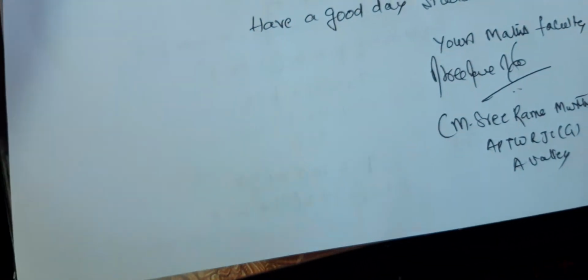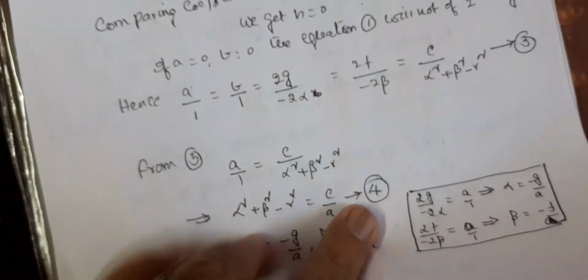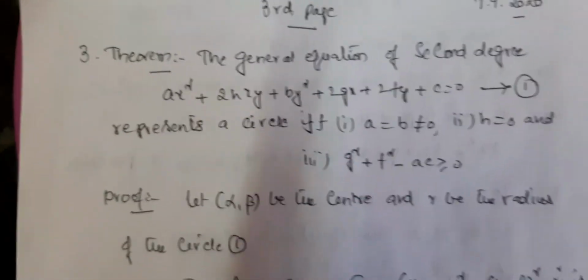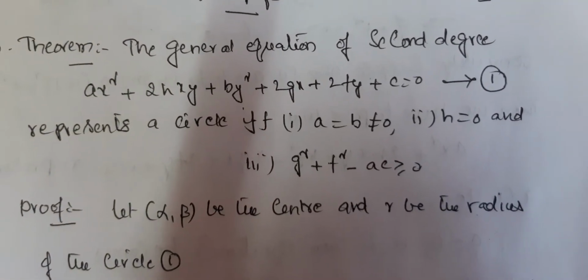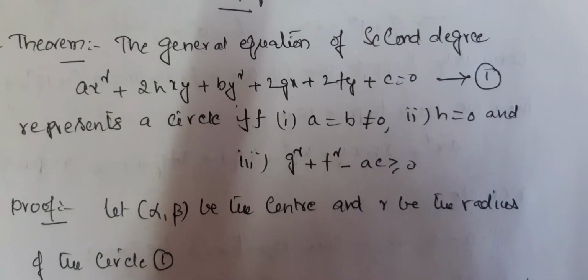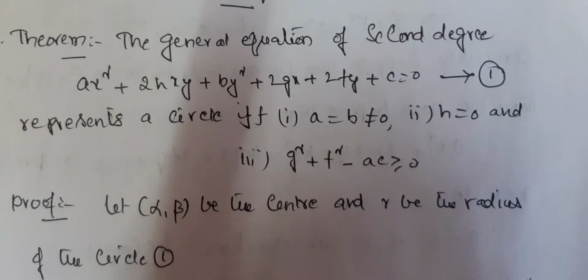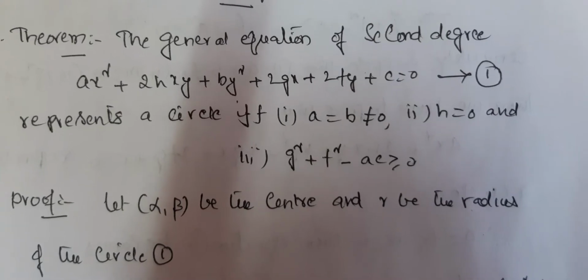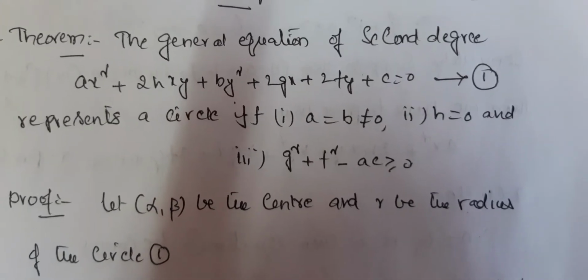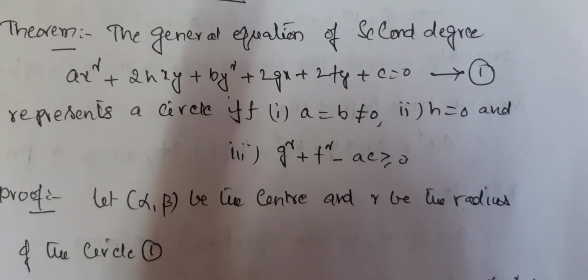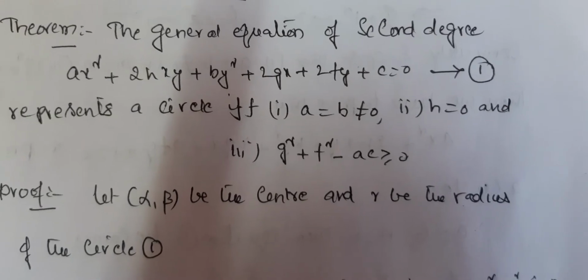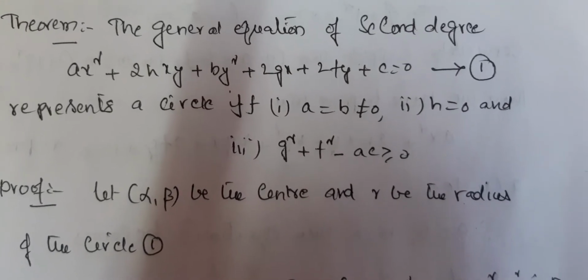And now we will proceed to another proof, theorem number 3. The general equation of second degree, ax square plus 2hxy plus by square plus 2gx plus 2fy plus c is equal to 0. Let us call it equation 1. This general equation of second degree represents a circle if and only if a is equal to b and they are not equal to 0, h is equal to 0, and g square plus f square minus ac is greater than or equal to 0.